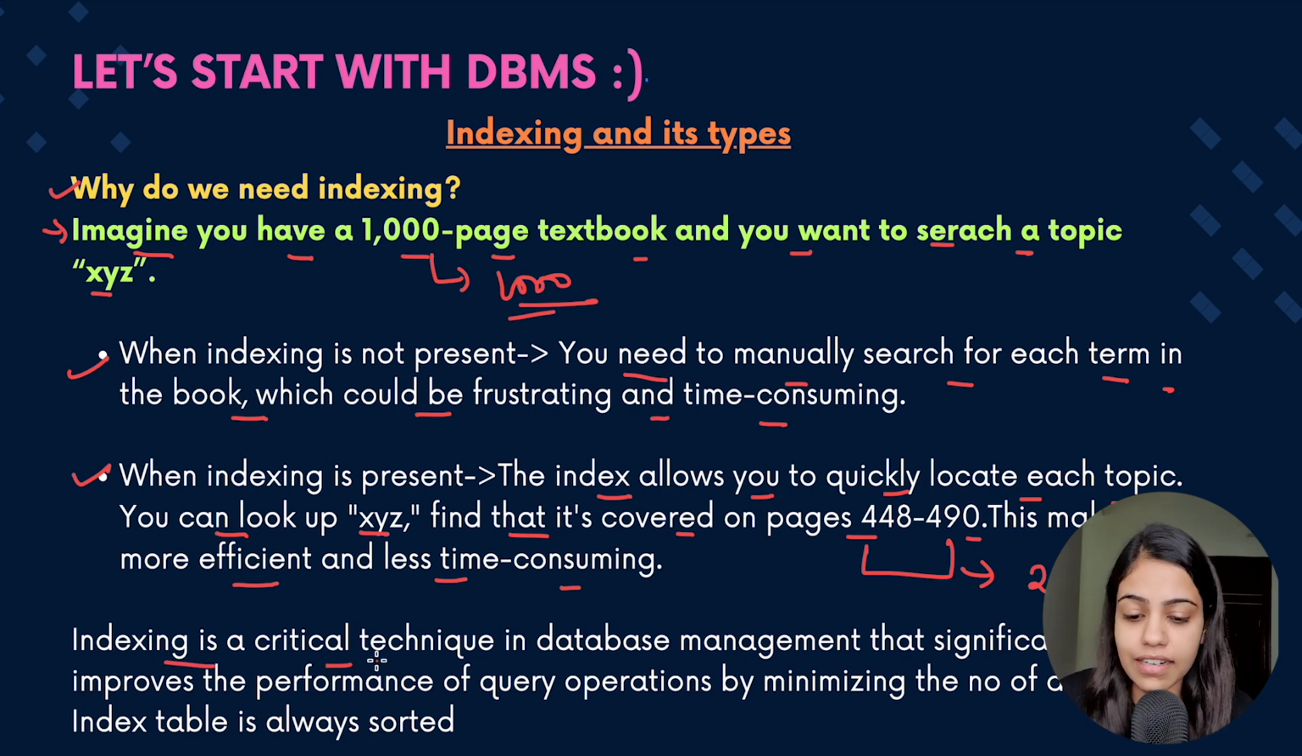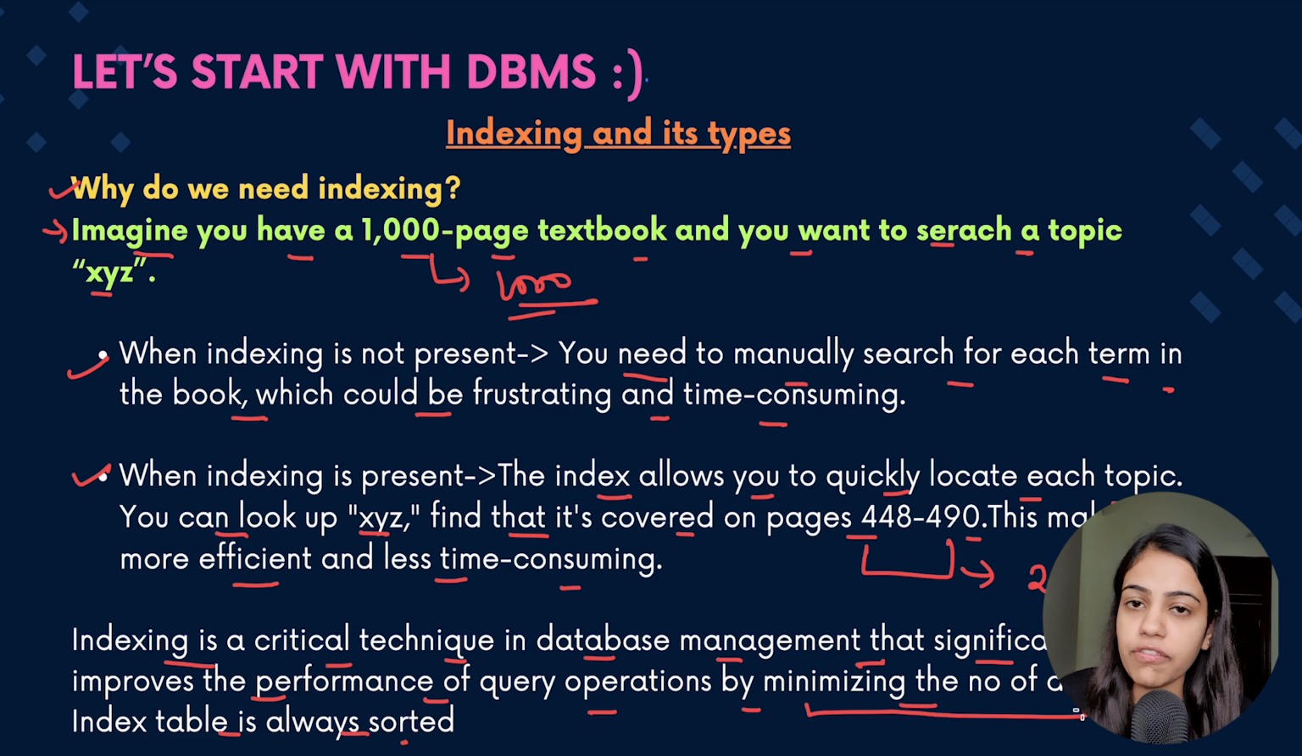So indexing is a critical technique in database management systems that significantly improves the performance of query operations by minimizing the number of disk accesses. An index table is always sorted. Now what does this mean, minimizing the number of disk accesses?